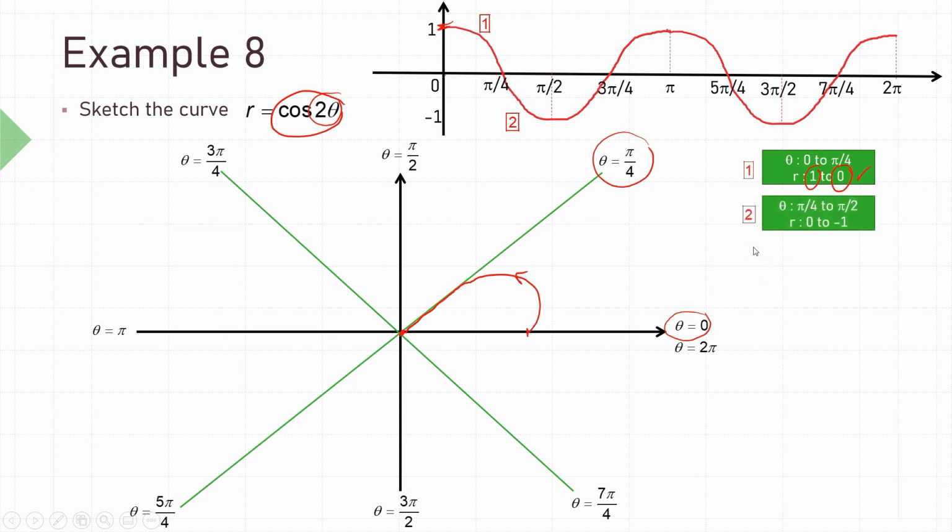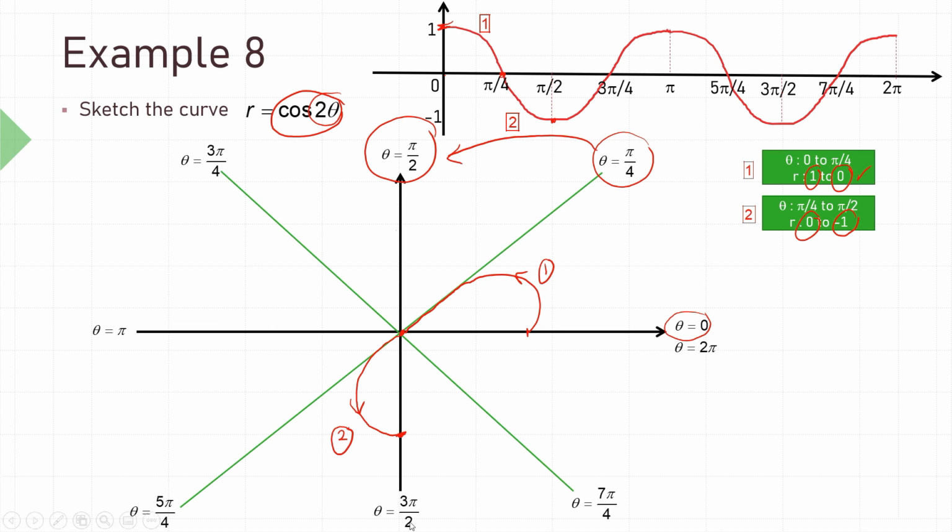From pi over 4 to pi over 2, we have r from 0 until -1. If it were from 0 to 1, it should be something like this, and we would go this way. But since it's from 0 until -1, and -1 is the opposite side of the polar coordinate, suppose 1 is here, then the opposite one should be here. So from 0 until -1 it should go this way. This is the direction, not that one. So this is for the first one, this is for the second one.